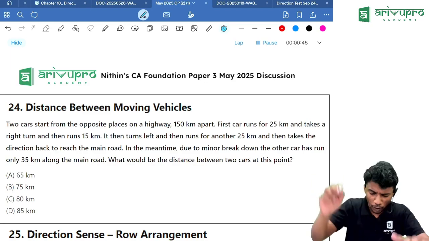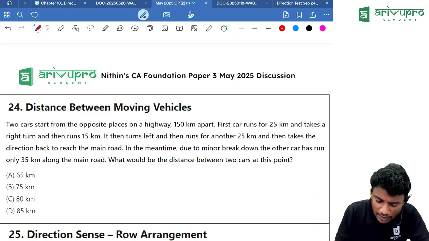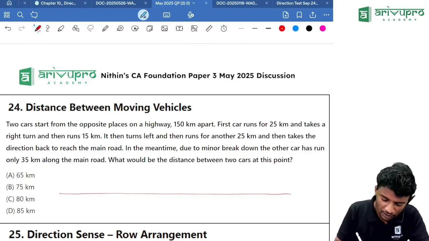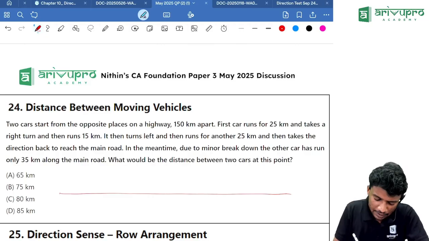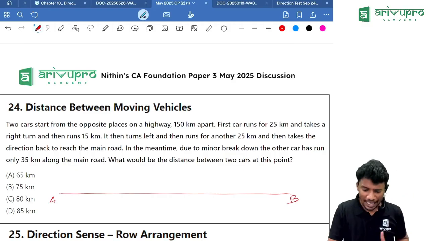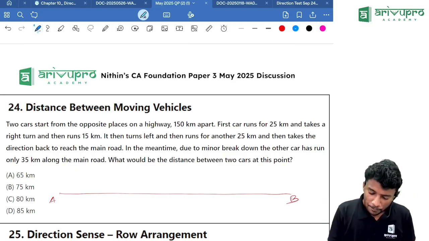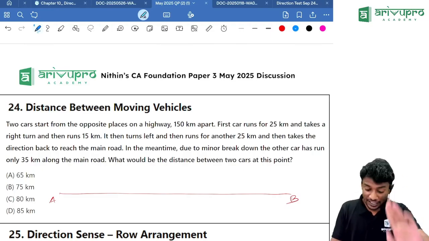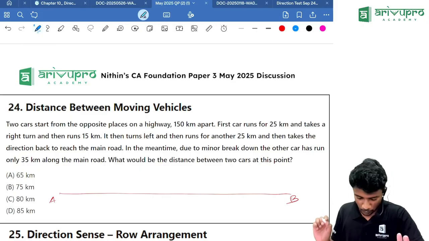I will just show you how to do this. Here, what is happening? A highway is there, the entire highway. Then we have a car. Let that car be A and the other car be B. Now, what is the total distance between them? 150 kilometer is the total distance between them.